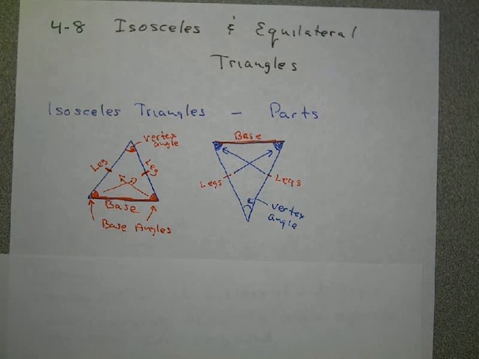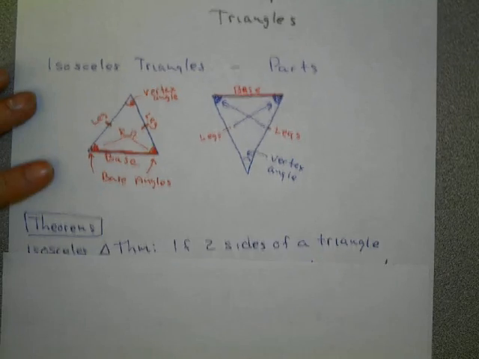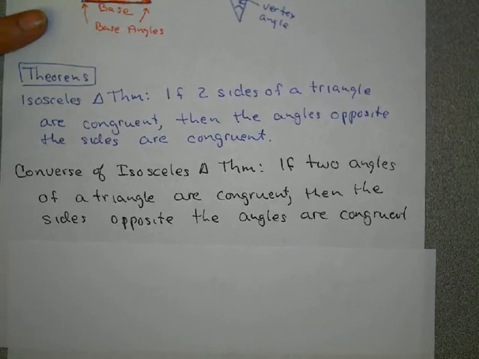Now, what do we know about isosceles triangles? Two things. Here's two theorems we want to look at. One, the isosceles triangle theorem: if two sides of a triangle are congruent, the angles opposite those sides are congruent, those base angles. The converse of that is also true, called, surprisingly, the converse of the isosceles triangle theorem: if two angles of a triangle are congruent, the sides opposite the angles are congruent.